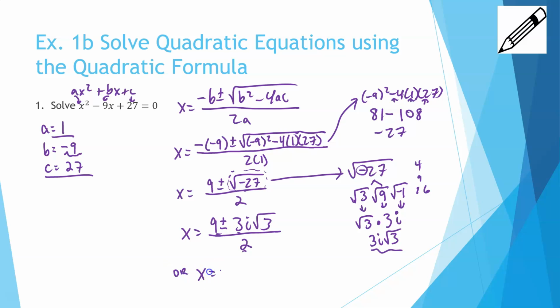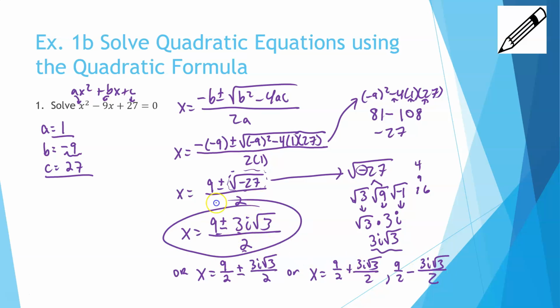Or I could break it apart as 9 over 2 plus or minus 3i root 3 over 2. Okay, so I could break it apart as two separate fractions with the plus or minus in between. Or, once again, I could break it apart as two answers: 9 halves plus 3i root 3 over 2, and 9/2 minus 3i root 3 over 2. So once again, this answer and the combination of these two answers all say the same thing.